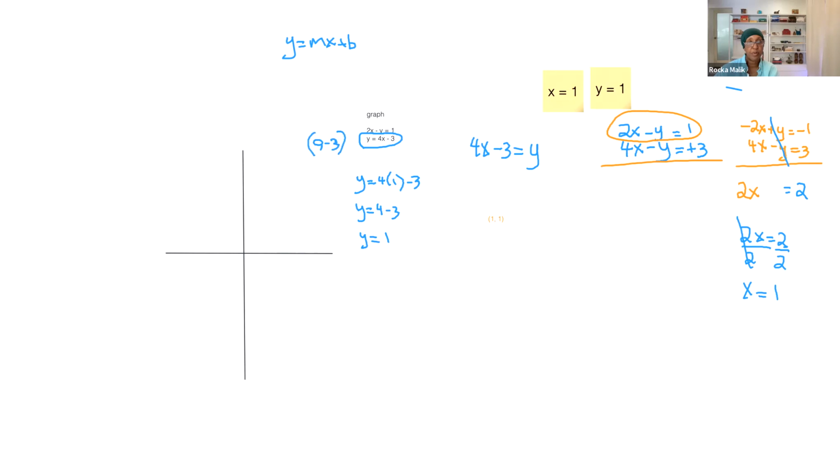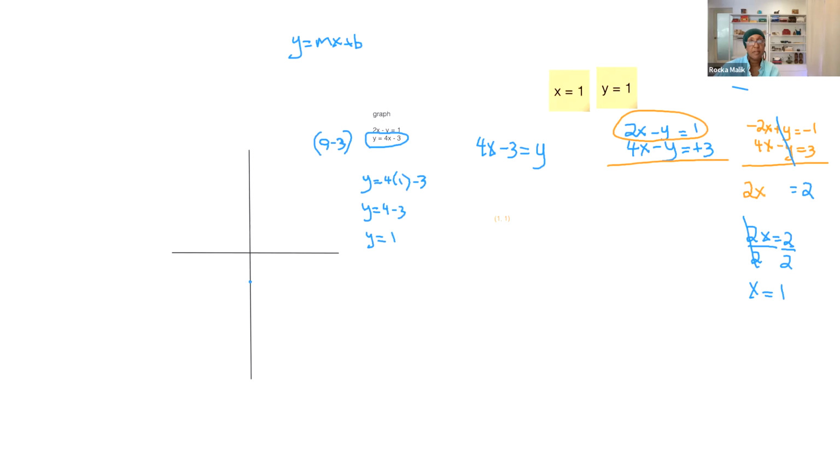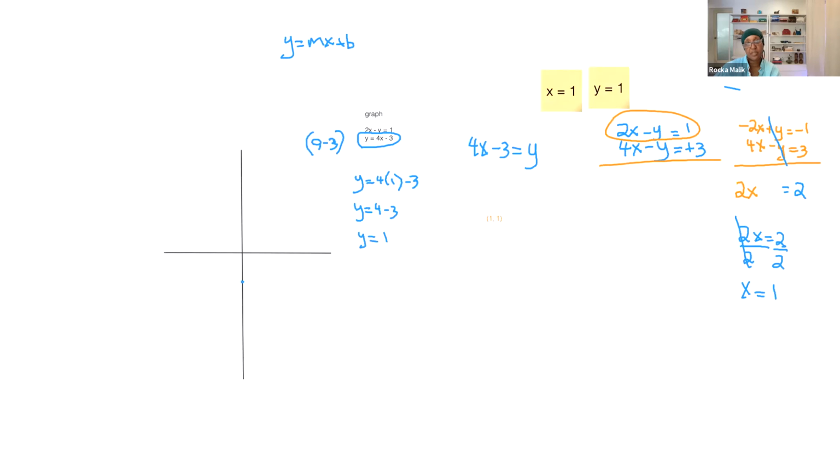So my point will be (0, -3), 1. And then I need another point on this line. I'm just going to say when y is 0, what do I get? When y is 0, I have 0 equals 4x minus 3. I'll bring my 3 to the other side.